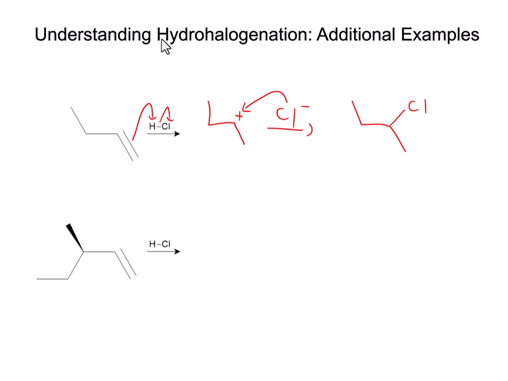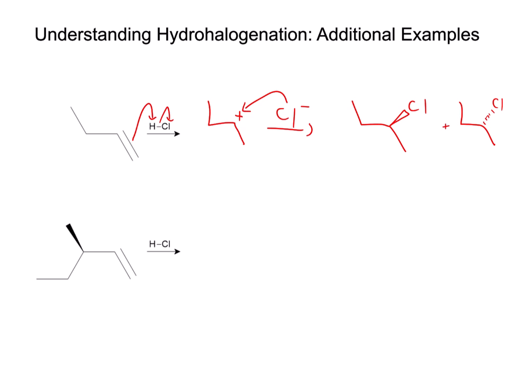Carbocations are trigonal planar, which means that when we attack them, we can attack them with equal probability from the top side or the bottom side. So that means when that chlorine gets added on, we might have attacked it from the front, which would give us a wedge, or we could have attacked it from below, and that would have given us a dash. Now we have a complete answer.